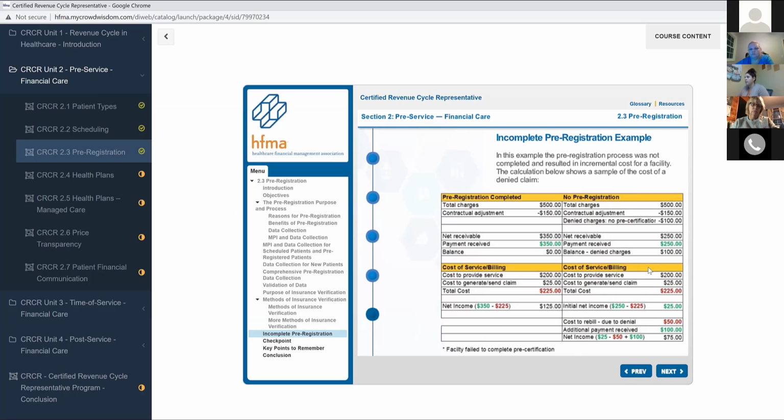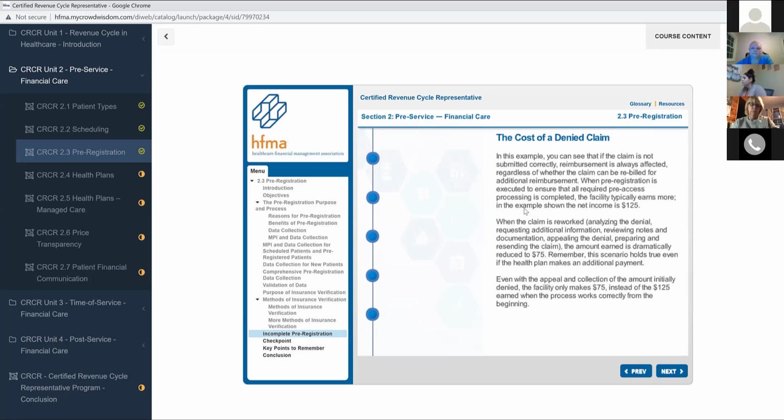And then here we will talk about the cost of a denied claim. So in the example, you can see that if the claim is not submitted correctly, reimbursement is always affected, regardless of whether the claim can be rebilled for additional reimbursement or not. When pre-registration is executed to ensure that all required pre-access is completed, the facility earned $125. Then it's reworked, analyzing the denial, requesting the information, resubmitting it, reviewing the notes, whatever you have to do in order to get that claim paid, and it reduced dramatically to $75 according to that little picture.